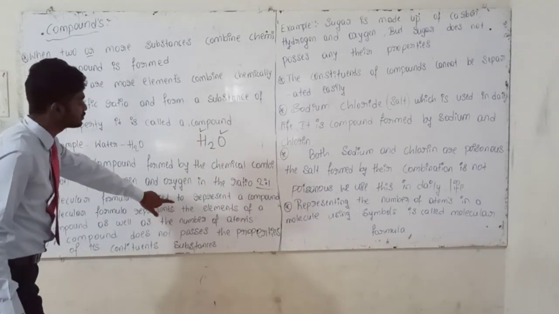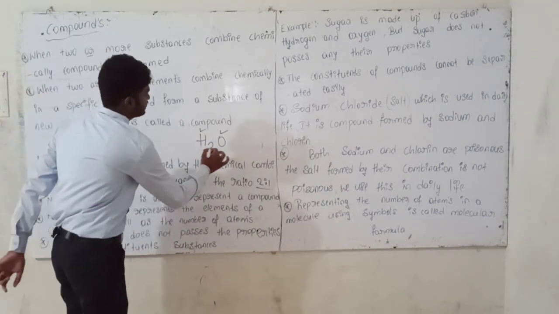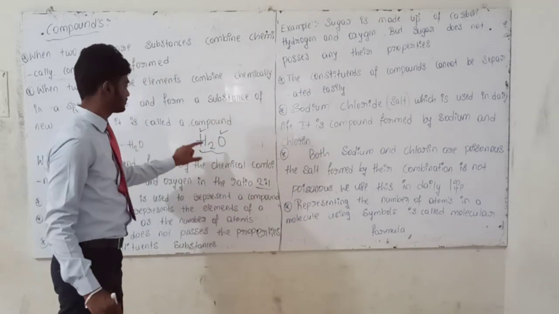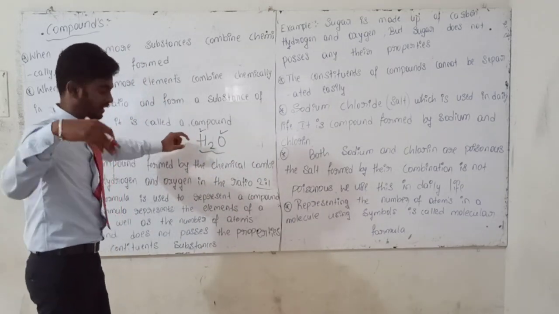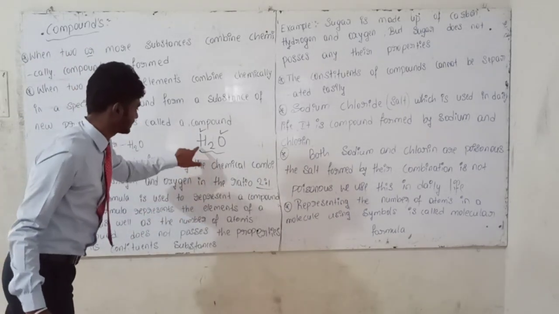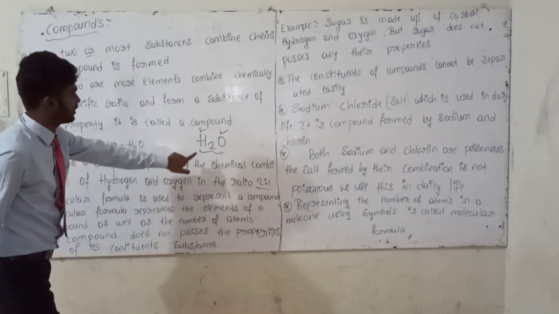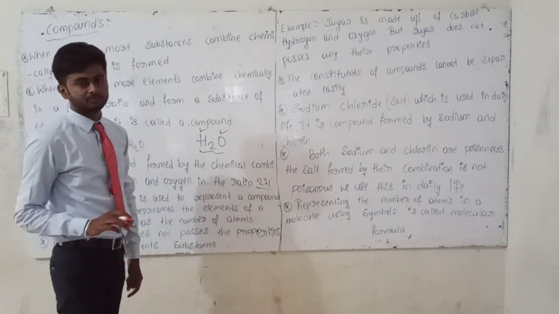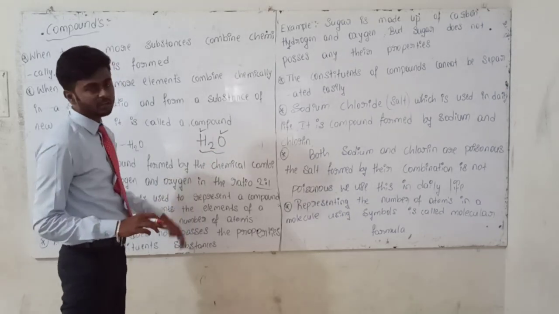Molecular formula is used to represent the compound. This is a molecular formula, and it represents the compound. Which compound is it? Water. Understand? Next, the molecular formula represents the elements of a compound as well as the numbers of the atoms.